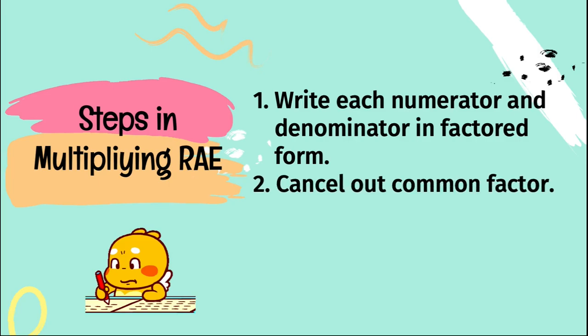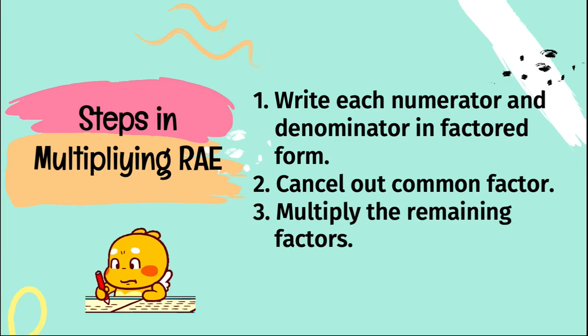After that, the next one is to cancel out common factor. And then, multiply the remaining factors. And lastly, simplify if possible. So don't forget to simplify your answer. So let's have our first example.